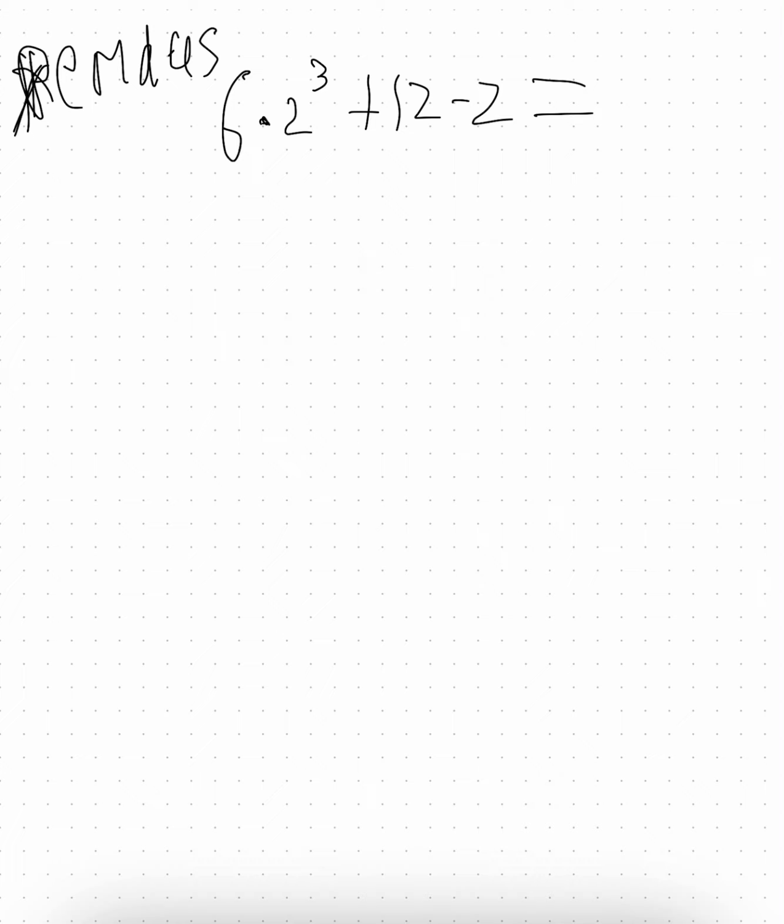No more grouping symbols. And then I look at my next letter, E. E's for exponents. So what is 2 to the third power? Well, remember, the base is being multiplied by itself the exponent number of times. So we have 2 times 2 times 2. We have three 2's being multiplied. That's what our exponents are. So now we have 6 times, what is 2 times 2 times 2? It's just 8, right? So we have 6 times 8 plus 12 minus 2.